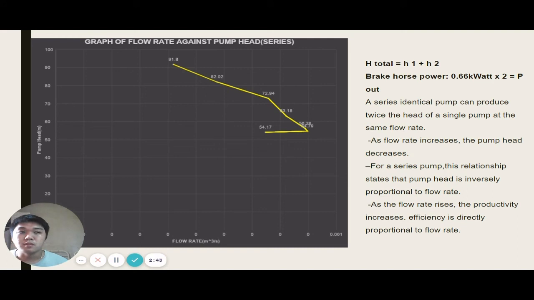the pump is in series configuration, so we need times 2. As you can see, the series identical pumps can produce twice the head of a single pump at the same flow rate. As the flow rate increases, the pump head will decrease. So in the series pump, the pump head is inversely proportional to the flow rate. As the flow rate rises, the productivity will also increase. Then efficiency can be said to be directly proportional to the flow rate.